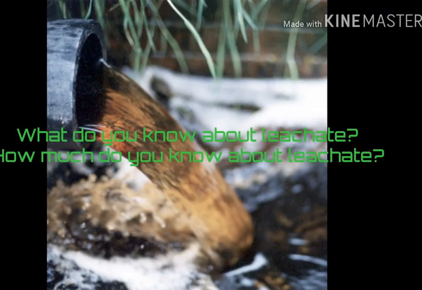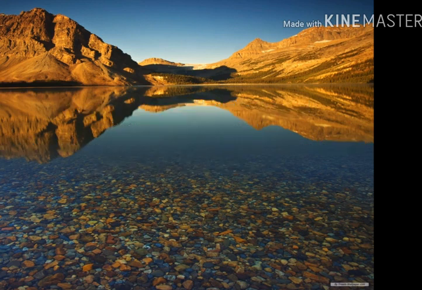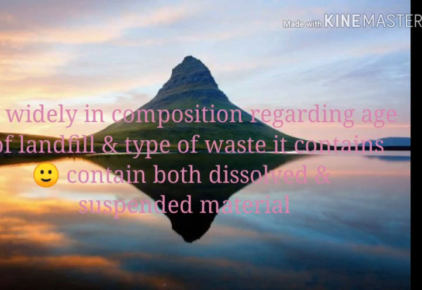In this video, I would like to explain to you about the topic of leachate. Leachate is defined as any contaminated liquid that is generated from water percolating through a solid waste disposal site, accumulating contaminants and moving into subsurface areas. It varies widely in composition regarding the age of the landfill and the type of waste that it contains. It usually contains both dissolved and suspended material.